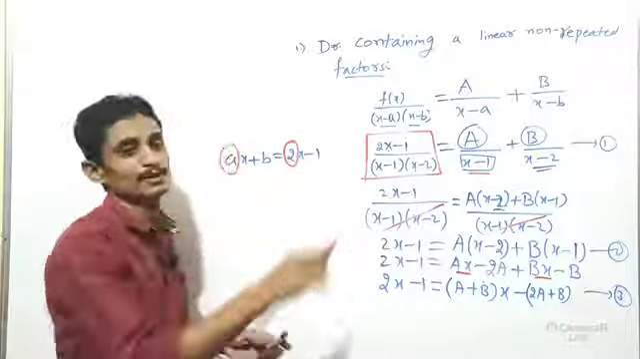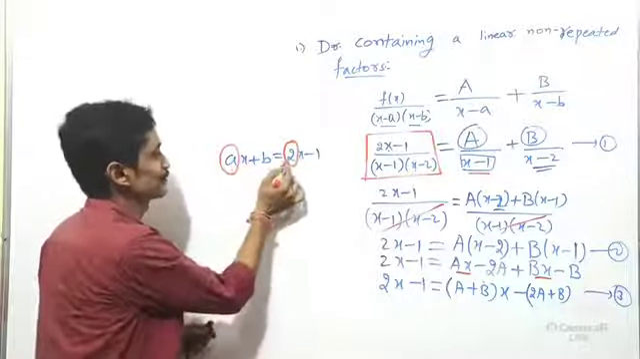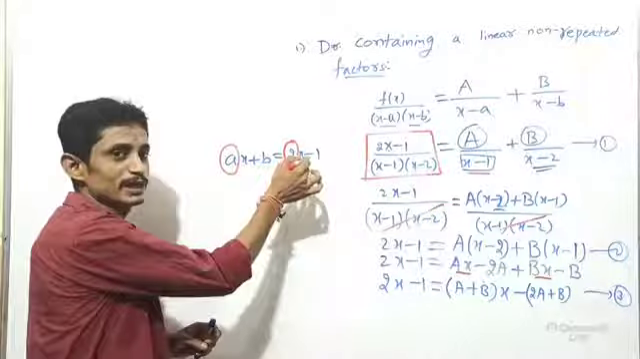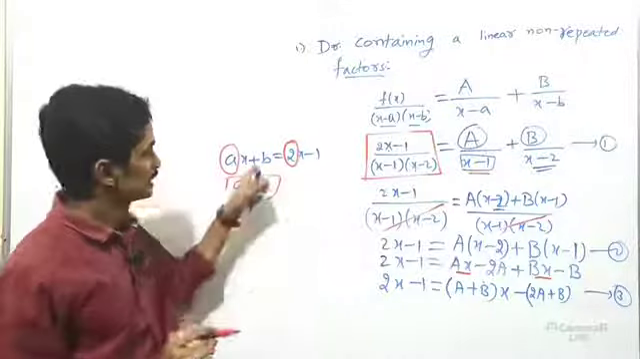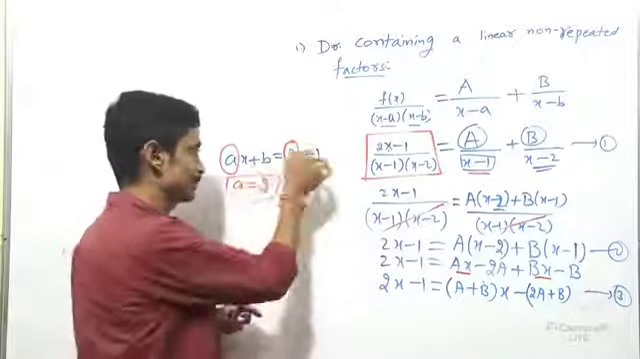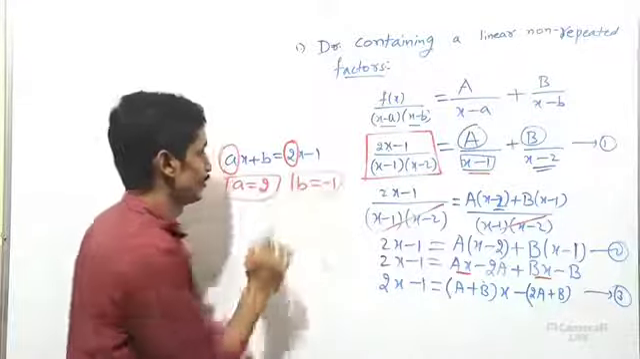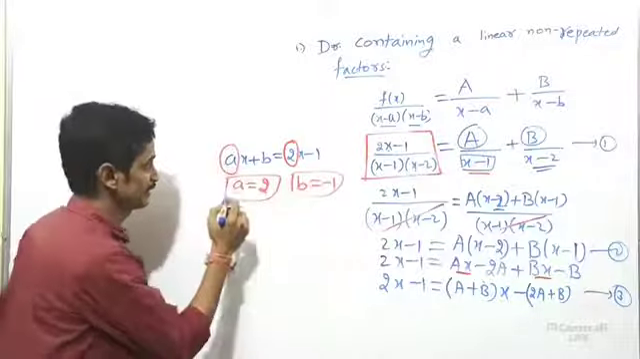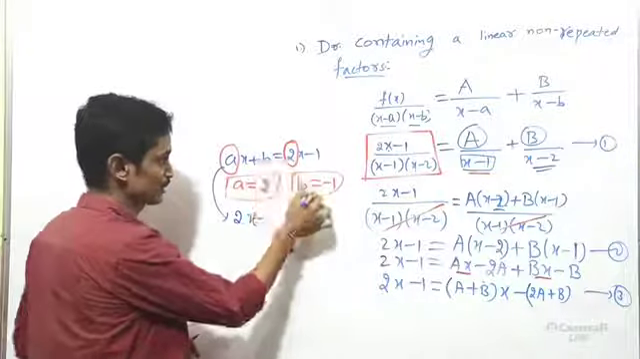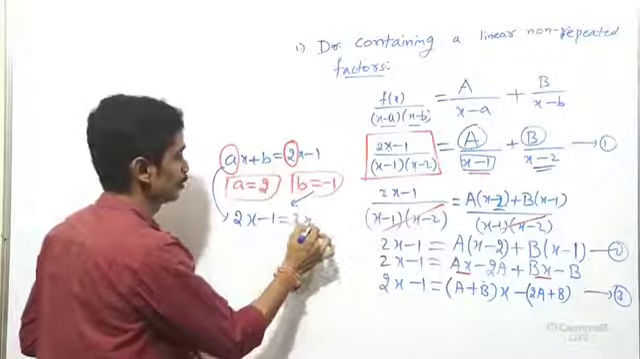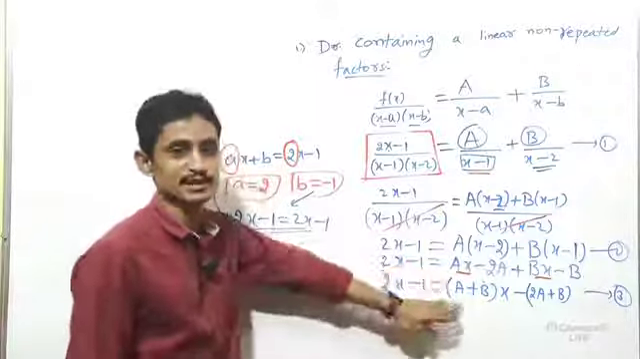These two are equal if and only if their corresponding coefficients are the same. What is the corresponding coefficient? The x coefficient is 2, so this will be equal to 2x minus 1. In the place of a we need 2. And here the constant is b. This will be equal to this polynomial, meaning we need b equal to minus 1. Now replace on the LHS side: a value becomes 2, 2 times x, and b value becomes minus 1. Look now, these two polynomials will be the same.